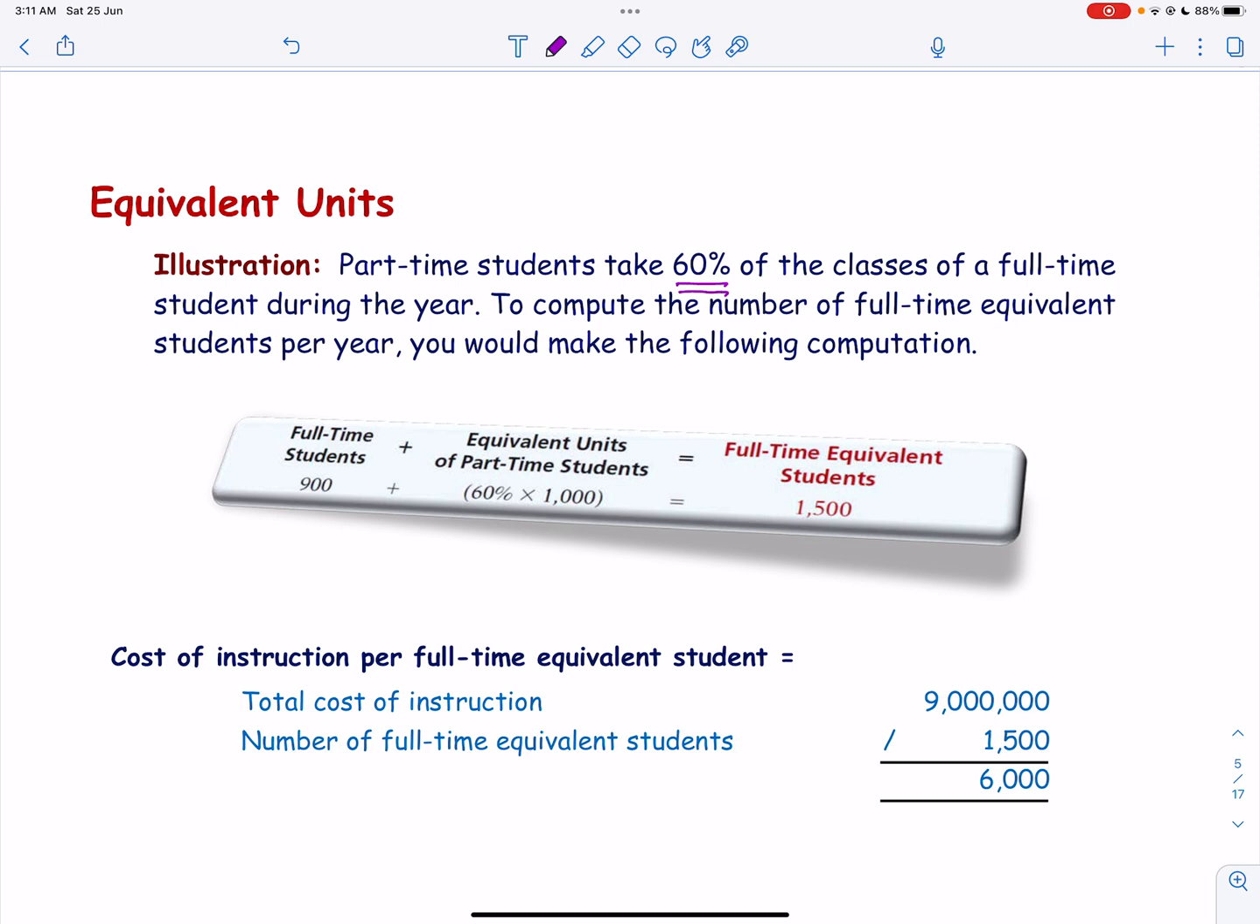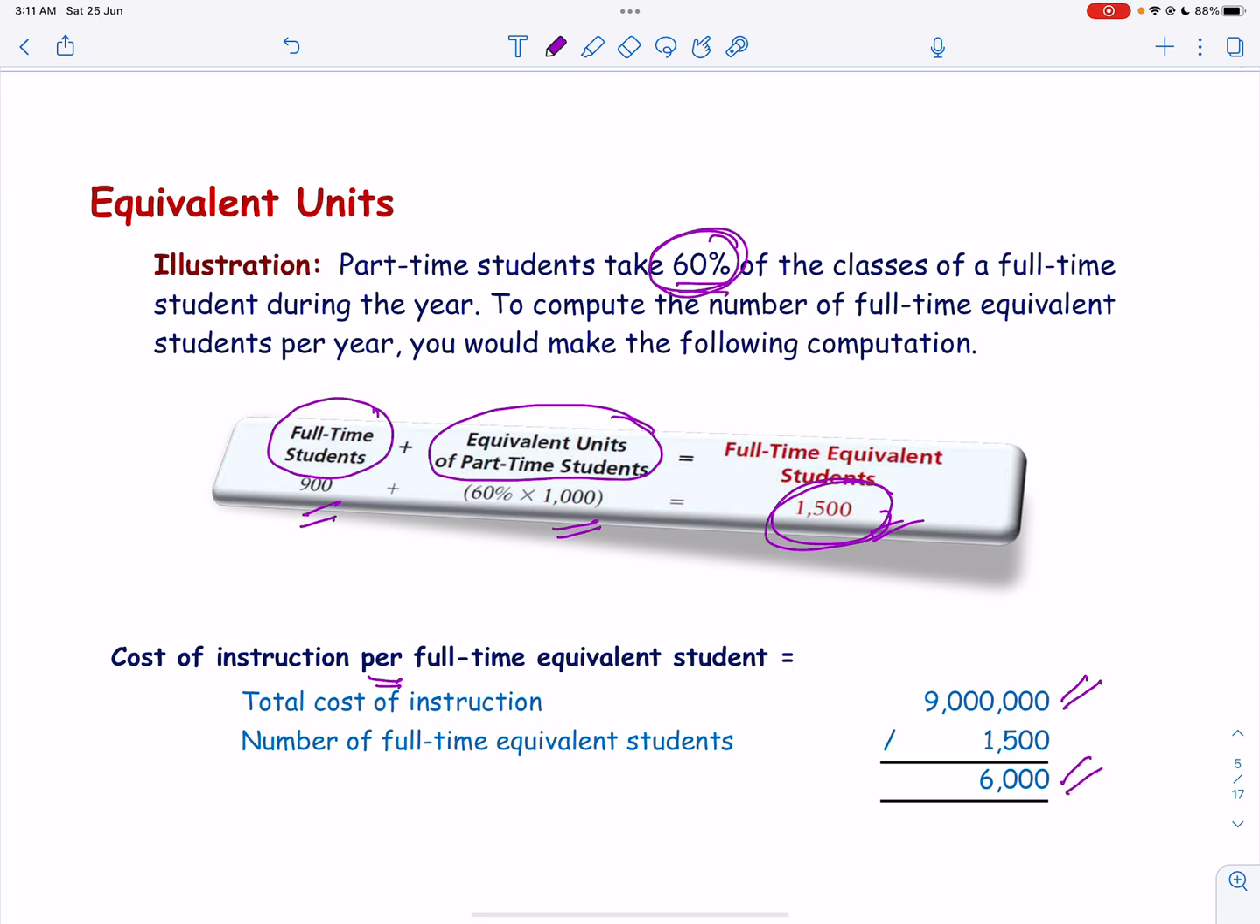To compute the number of full-time equivalent students, we use the formula: full-time students plus equivalent units of part-time students. They are holding 60% of the classes, so 60% times the number of part-time students, that is 1000. Full-time are 900. So that gives us full-time equivalent students equal to 1500. The cost of instruction per full-time equivalent student will be the total cost of instruction divided by the number of full-time equivalent students. So the cost per full-time student is 6,000.